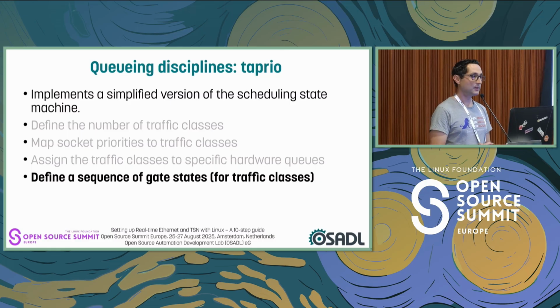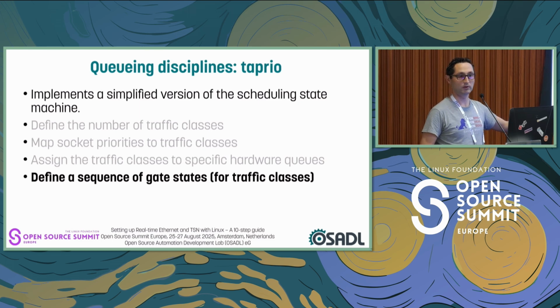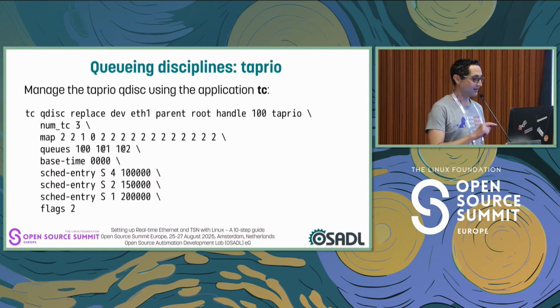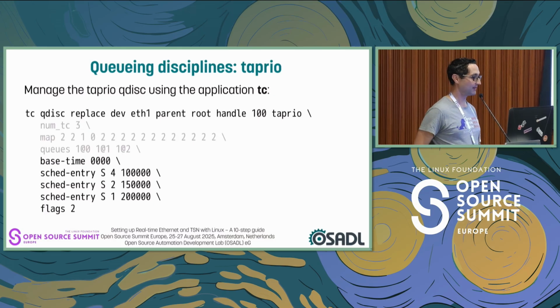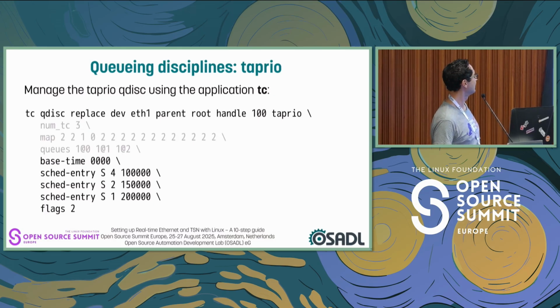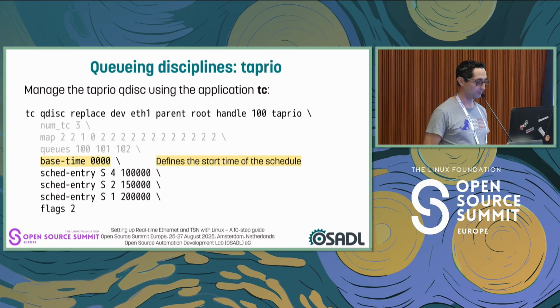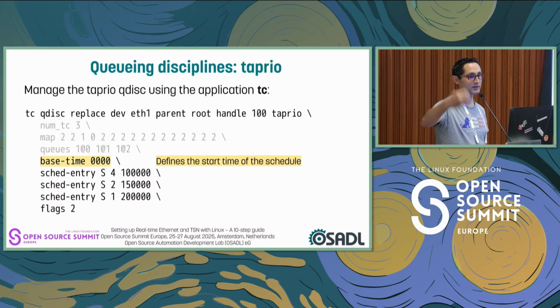But most importantly, what TA prio does is it defines a sequence of gate states for traffic classes. And that means that you could assign a schedule, which means that you could say for 100 microseconds, I want to send traffic class 0. For another 200 microseconds, I want to send traffic class 1, and so on and so on. And once again, good old TC command helps us here. So we covered this before, so I'm just going to explain what's specific for TA prio. So the base time setting basically tells at what time you want to start with the schedule. So you could start right now, or you could start at any time in the future. So it pretty much depends on your use case.